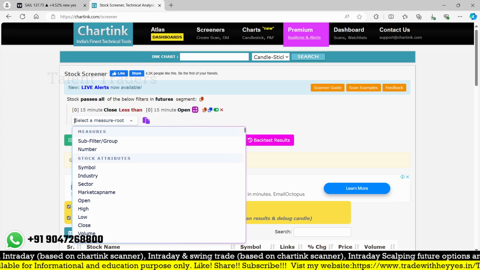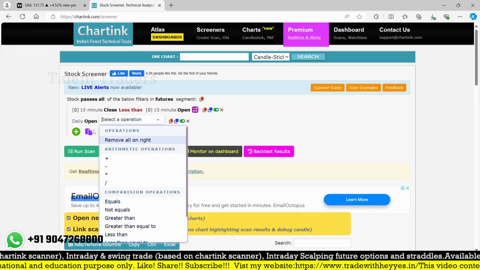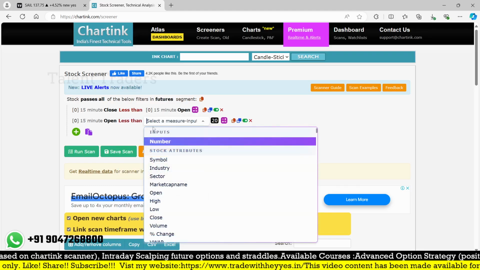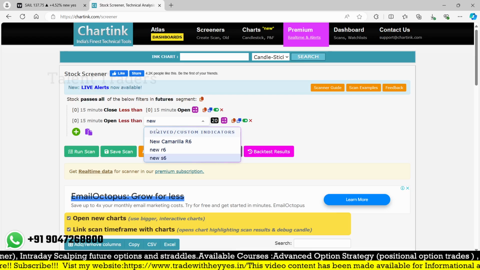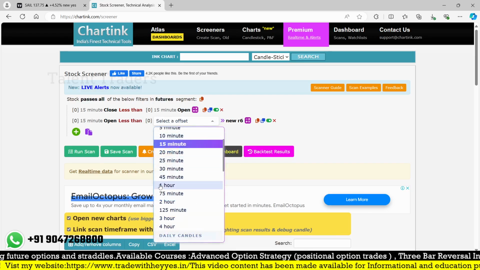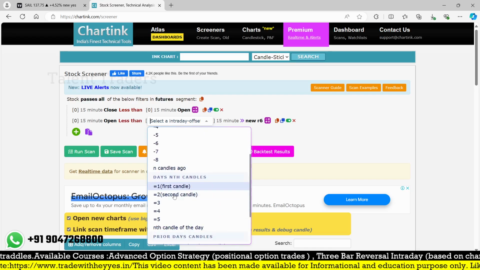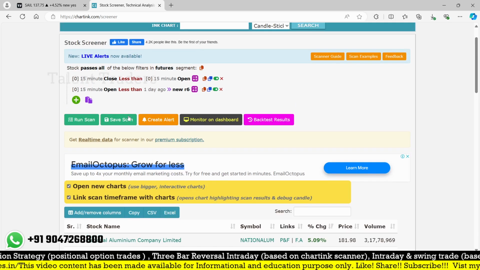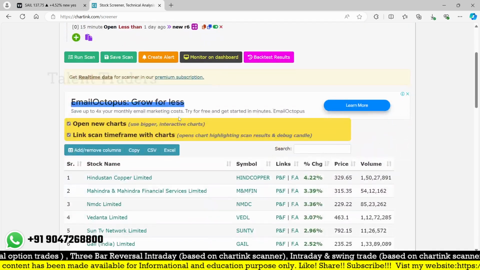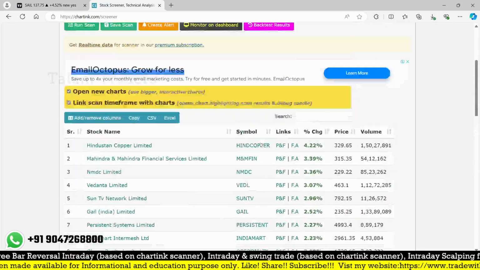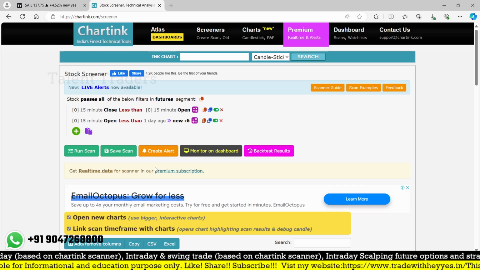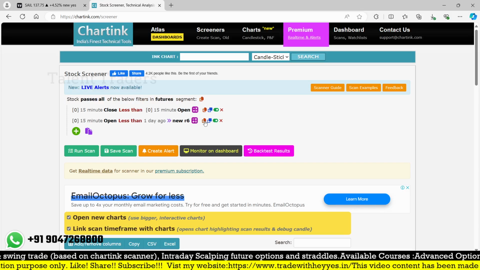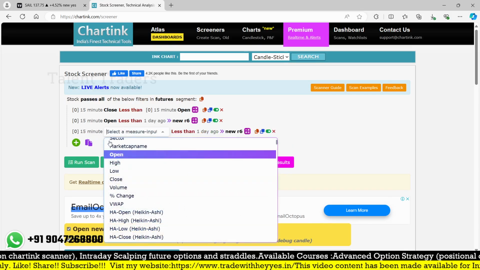The open of that particular 15 minute candle should be less than the Camarilla R6 level, which I'm fetching in the data. Normally I should use the daily candle, because the values of the Camarilla R4 are calculated from the daily values. So open less than R6. Maybe there are many stocks in copper, because we are only giving the open condition.